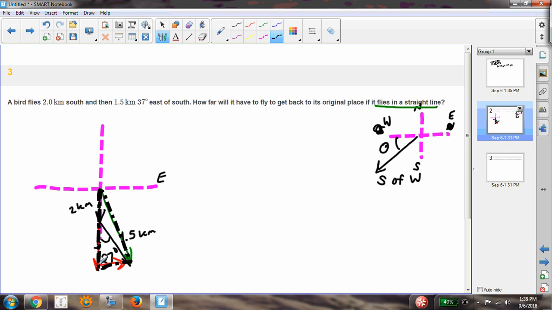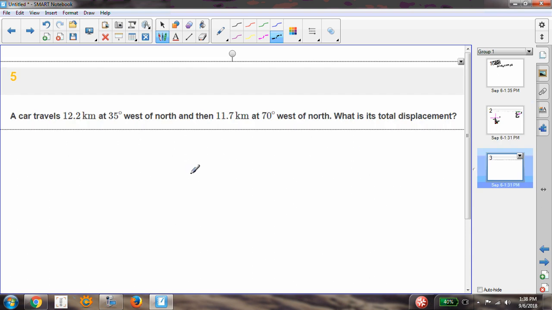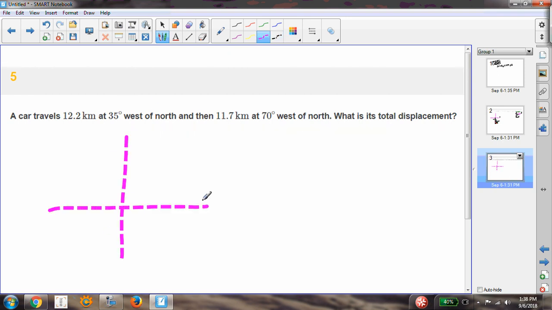Now one more thing I want to show you, on a similar question. I'm just going to look at this first vector, 12.2 kilometers at 35 degrees west of north. So 35 degrees west of north, this is north, this is west, looks like this. Now remember, I said that if we have a vector A, then the x component of A is A cosine theta.